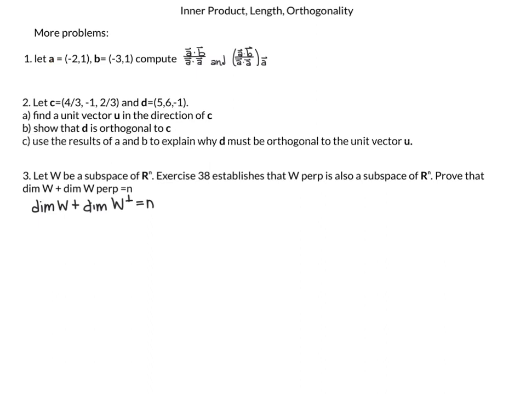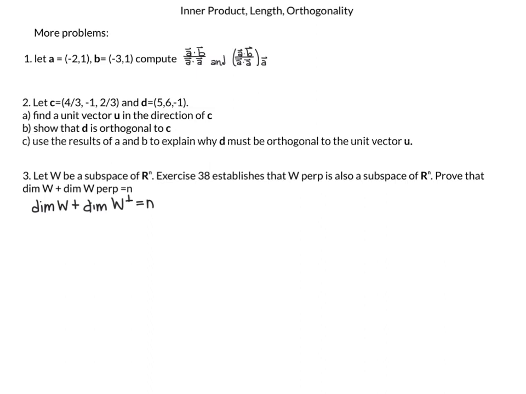Let A be the vector -2, 1, and B be the vector -3, 1. Compute A dot B divided by A dot A, and also A dot B divided by A dot A times the vector A. The second question: let C equal the vector 4/3, -1, 2/3, and D be the vector 5, 6, -1. Part A is to find a unit vector U in the direction of C. Part B is show that D is orthogonal to C, and the last part is use the results of parts A and B to explain why D must be orthogonal to the unit vector U.